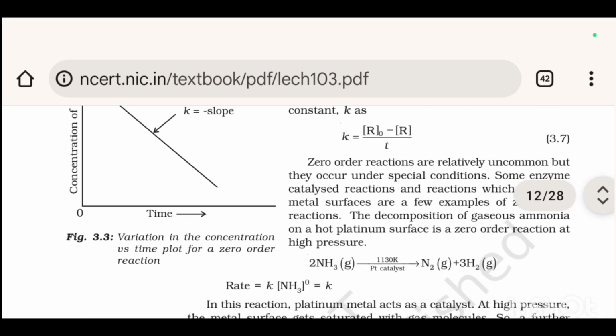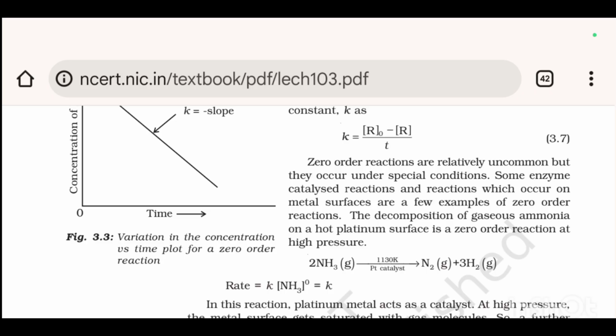Zero order reactions are relatively uncommon, but they occur under special conditions. Some enzyme catalyzed reactions and reactions which occur on metal surfaces are a few examples of zero order reactions. The decomposition of gaseous ammonia on a hot platinum surface is a zero order reaction at high pressure.